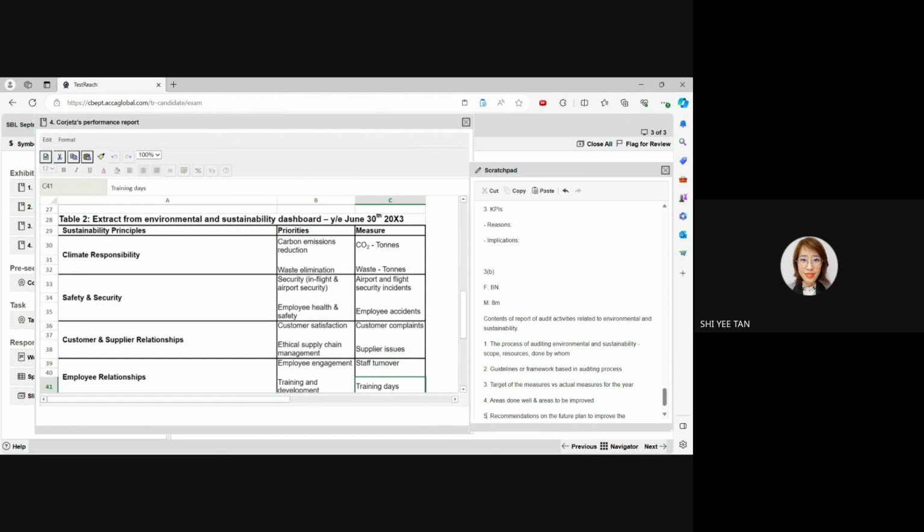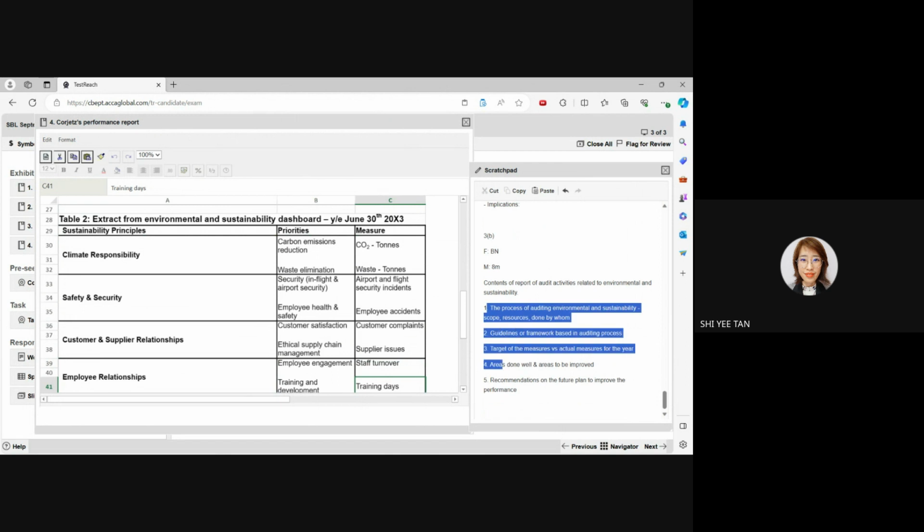And then areas done well by the company, what is the thing that they have done and achieved, and then what are the areas that they need to improve further. Okay. All right. So I think this is what I can think of.